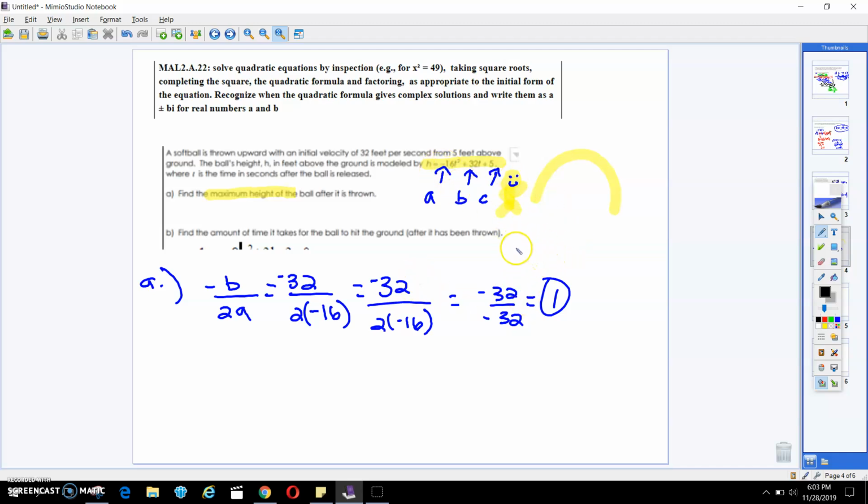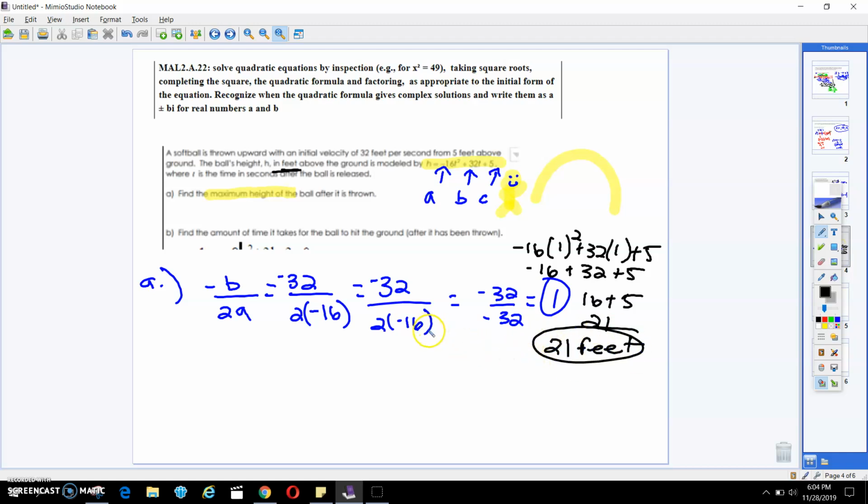So I'm going to plug it into this equation. So I'm going to get negative 16 times 1 raised to the second power plus 32 times 1 plus 5. So that's going to give me negative 16 plus 32 plus 5. Negative 16 plus 32 is going to give me a positive 16. 16 plus 5 is going to give me 21. So this is going to be 21 feet, because I think this is measured in feet. Yep. So the maximum height is 21 feet in the air.